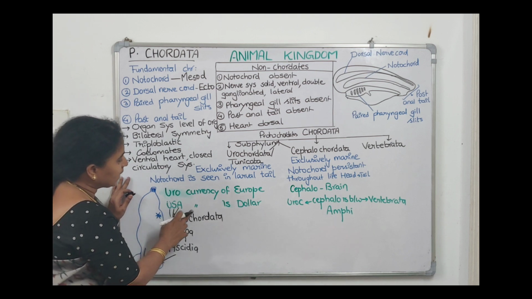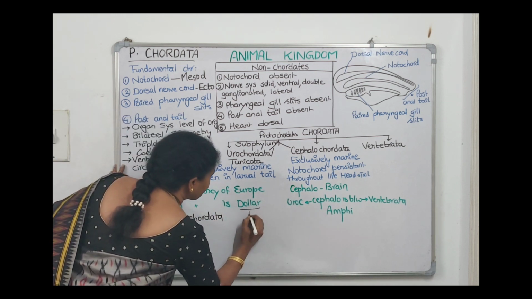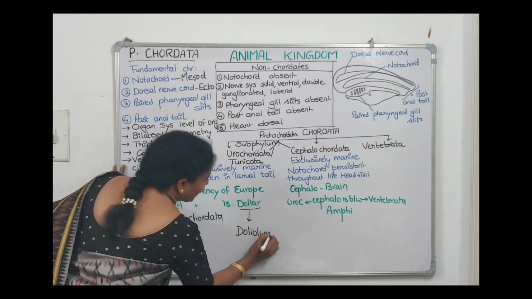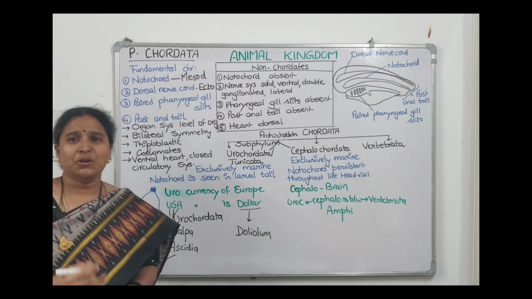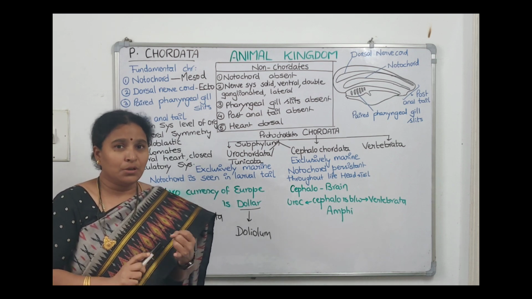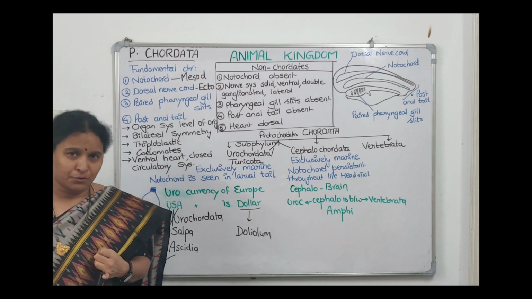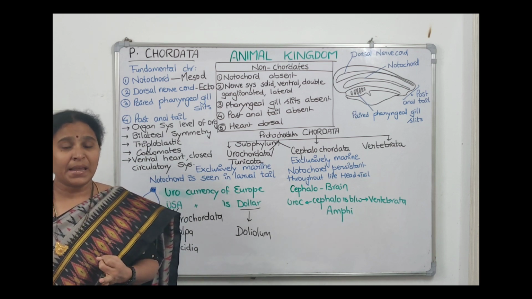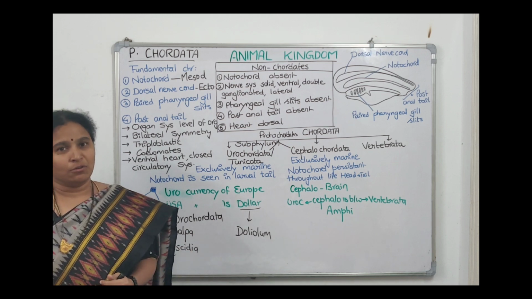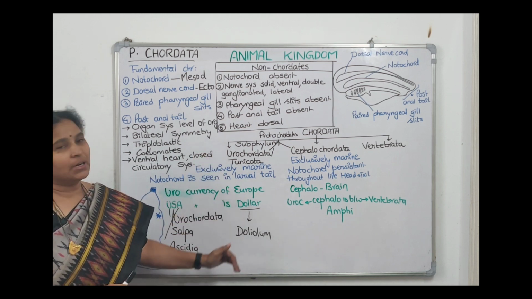And the USA currency is dollar. Dollar stands for Doliolum. That's it. With this, we are memorizing the Urochordata examples. So USA: U stands for Uro, S stands for Salpa, A stands for Ascidia. This is Ascidia, and dollar stands for Doliolum. So this is about Urochordata, Tunicata.